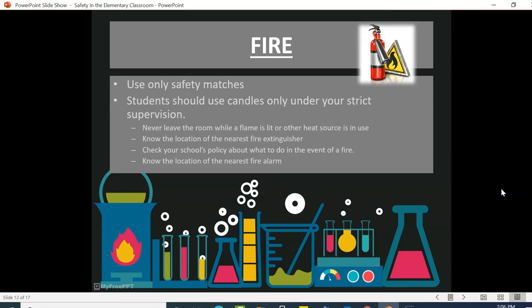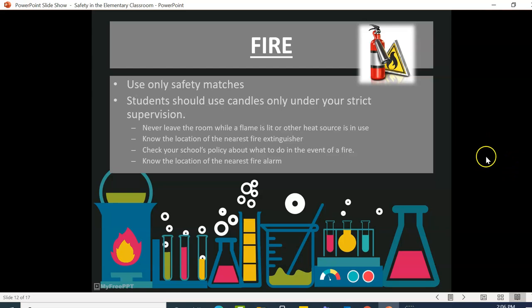Thinking about fire. Use only safety matches, but even with these, handle and use matches yourself. If you decide that students themselves must use matches as part of a science activity or experiment, provide explicit instructions on how to safely use them, and only permit students to use them under your direct supervision.